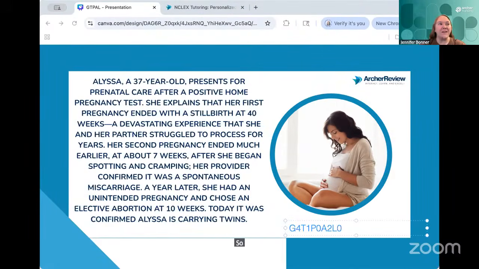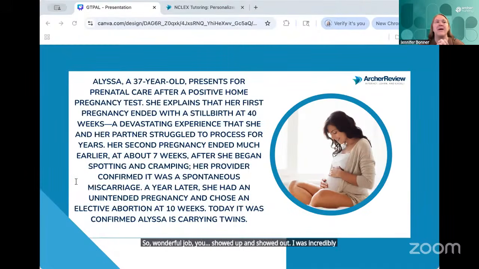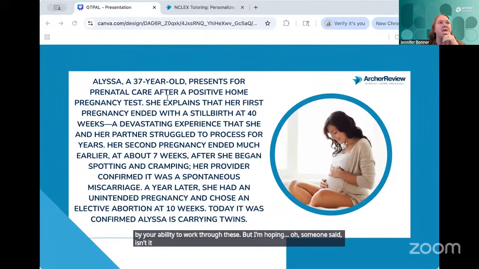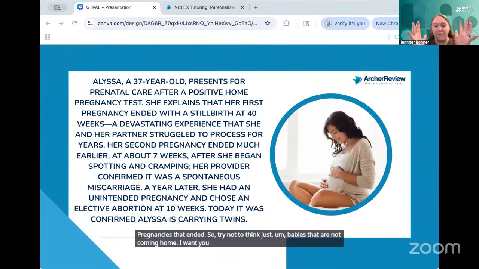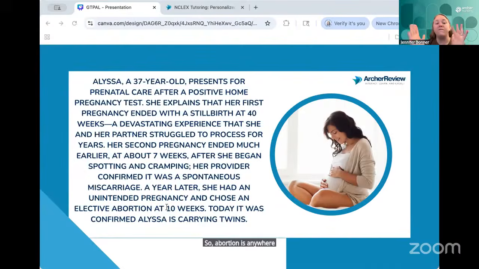So wonderful job. You showed up and showed out. I was incredibly impressed by your ability to work through these. Someone said, isn't it A3? Well, let's go ahead and look at this. So her first pregnancy was a stillbirth. Her second pregnancy ended at 7 weeks. So the 7 weeks is an abortion. And then the 10-weeker is an abortion too, because it is pregnancies that ended. So try not to think just babies that are not coming home. I want you to think time period. So abortion is anywhere before 20 weeks.